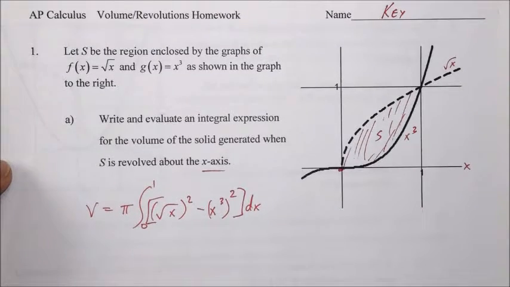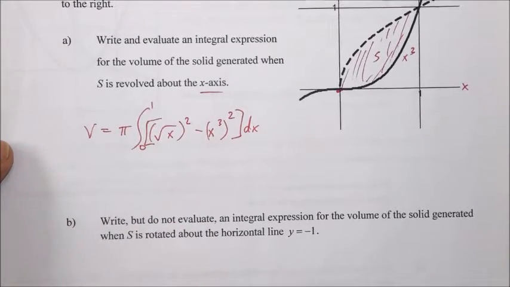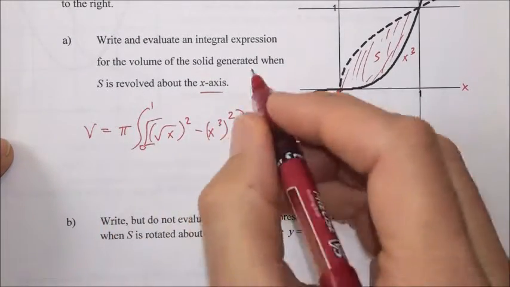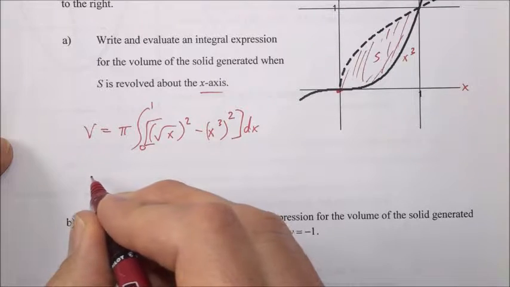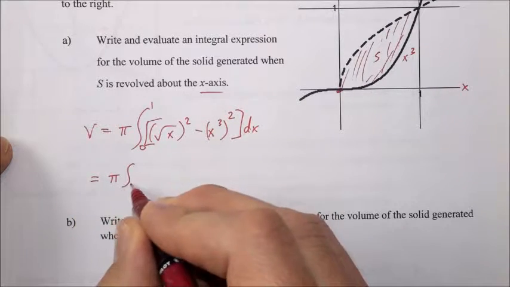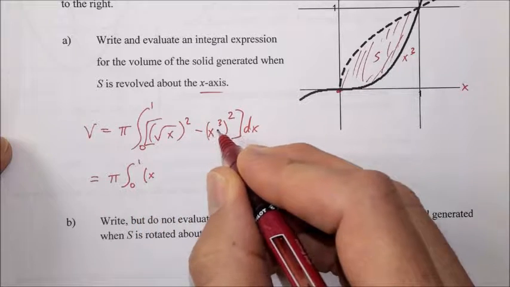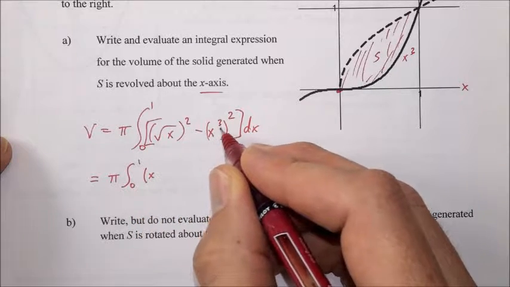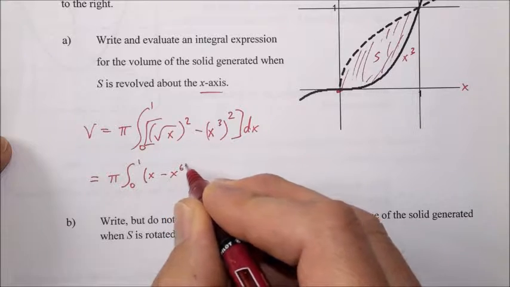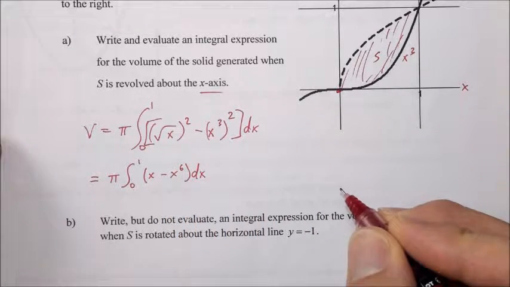All right, let me scroll up a little bit so we have a little more room here. So we now have to solve this as well, because this is write and evaluate. So let's simplify it for starters. We have pi out front, the integral from 0 to 1. The square root of x being squared is just x. x cubed being squared is x to the sixth. So we're actually looking to solve this integral.